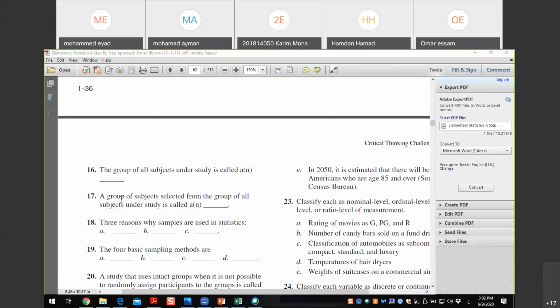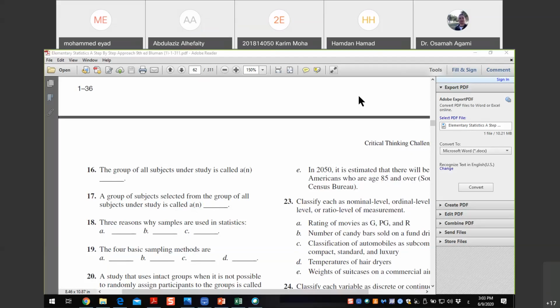Doctor. A group of subjects selected from the group of all subjects under study is called what? Selected. A group selected. You call it what? Population. Selected sample. Yes, you select it from what? From the population, but it's selected. You call it what? A group of subjects selected from the group of all subjects under the study is called sample, right? Yes. Okay.